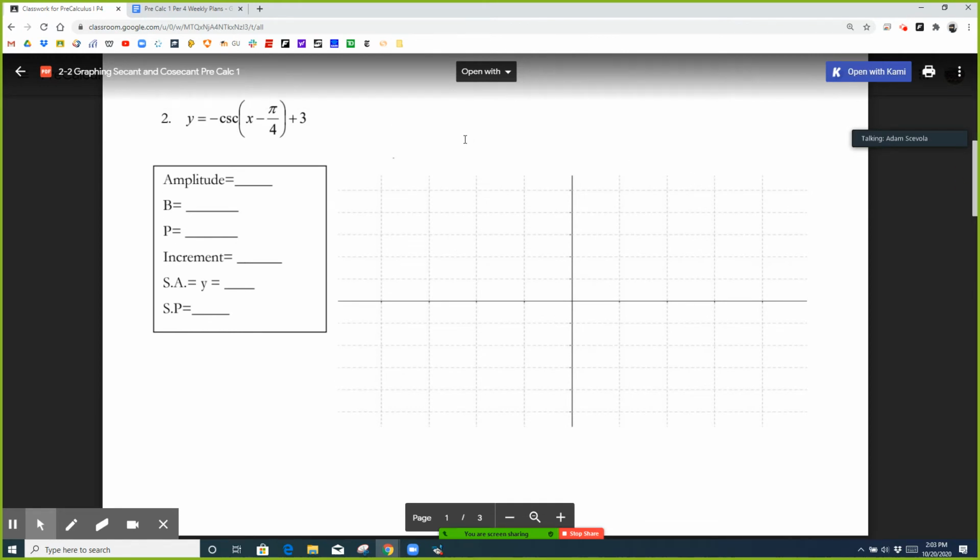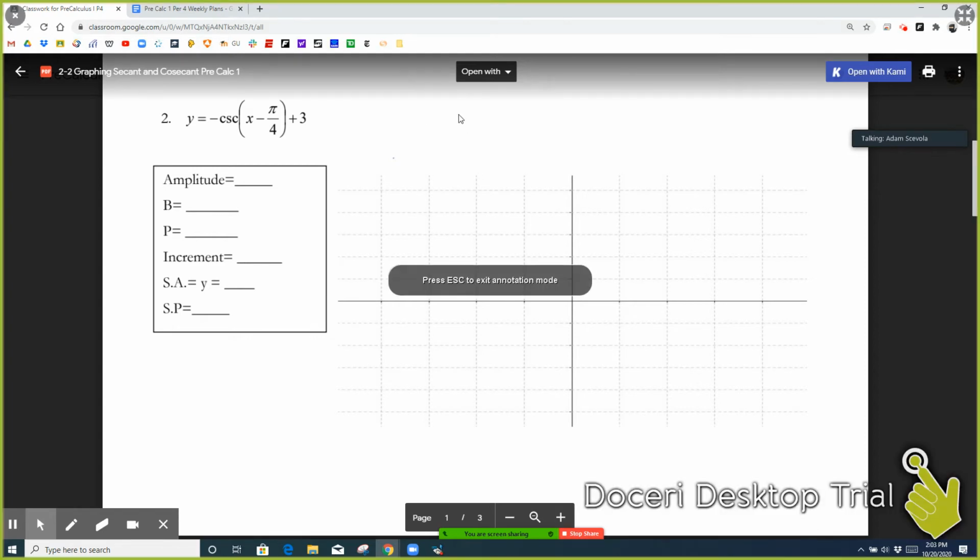Okay, so now let's graph negative cosecant of x minus pi over 4, plus 3. So starting from the top this time, our amplitude is going to be 1. Now I know it's -1, but technically an amplitude is a distance, so I like to always make it positive. But this negative will affect our graph. It's going to reflect it over the sinusoidal axis, so we have to keep in mind that there is a reflection. All right, b is also 1 because the number in front of x is 1.